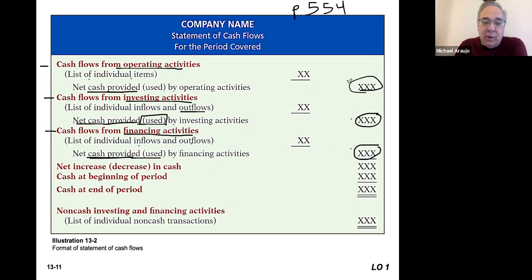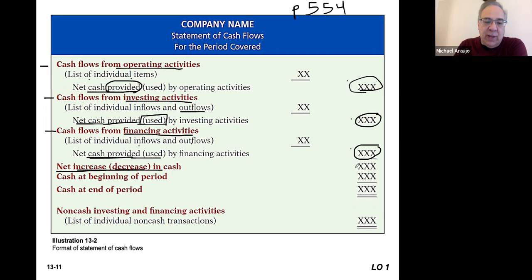If it's a positive number listed here, it simply means that there's cash provided from these activities, because there's a lot of activities. If it's a negative number, which is usually in parentheses here, it simply means that more cash has been used, more cash going out than coming in for that activity. When you look at these three numbers together, you're either going to have cash coming in or cash going out.